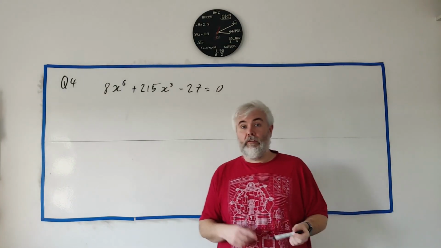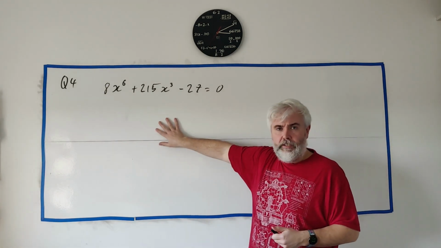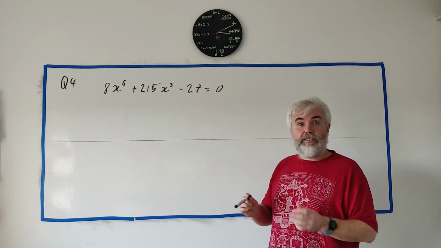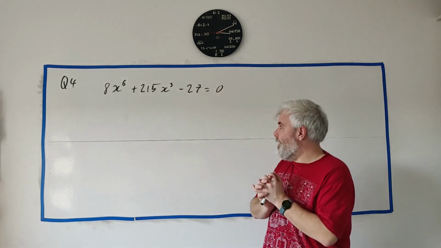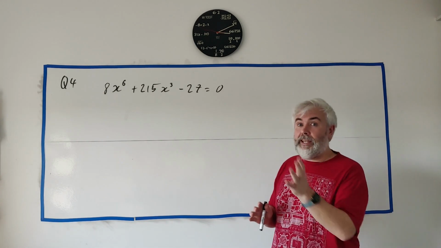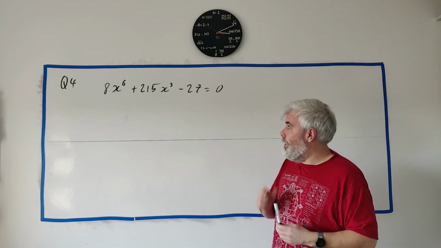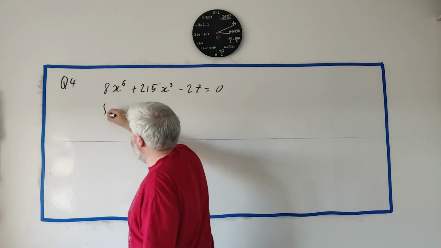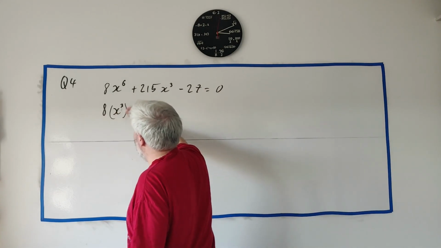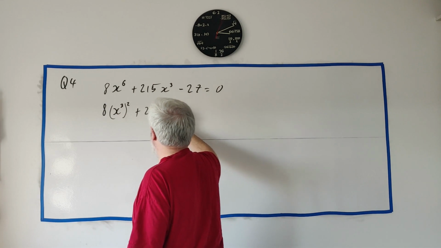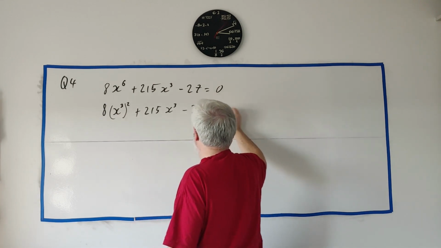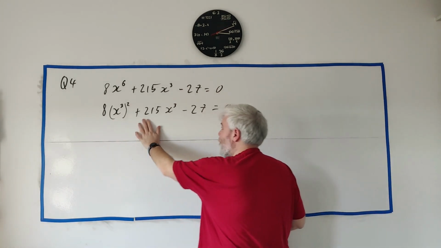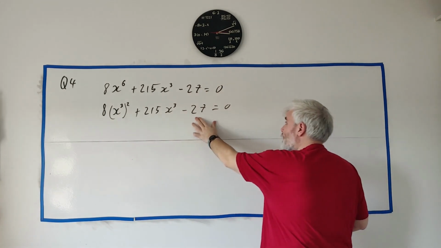In question 4, we have one equation and we simply need to solve it. Now, it's actually a polynomial of order 6, but really it's a quadratic equation. So we just have to solve this quadratic equation. Making it look like a quadratic is the first thing we need to do. We need to notice, and they come up regular enough, that this is the same as 8(x cubed) squared plus 215x cubed minus 27 equals 0. So this is 8 times something squared plus 215 times something minus 27 equals 0.